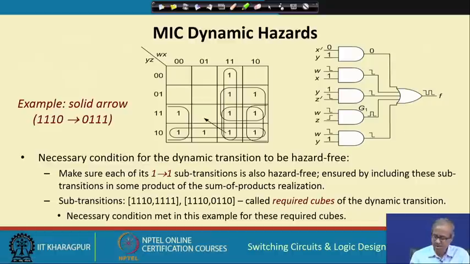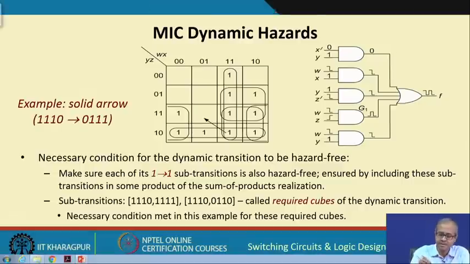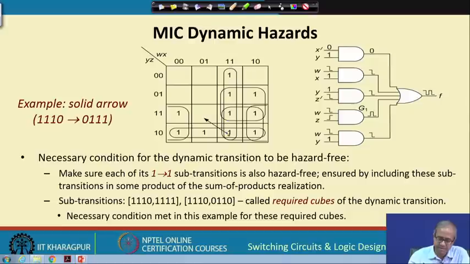Now, talking about dynamic hazards in multiple input changes. Here again we show a function in the Carnot map and we show this arrow. This arrow corresponds to this transition: this was 1110, and the input is changing to 0111, this one is 0111. Such a dynamic transition can be hazard free, but there are certain necessary conditions to satisfy.